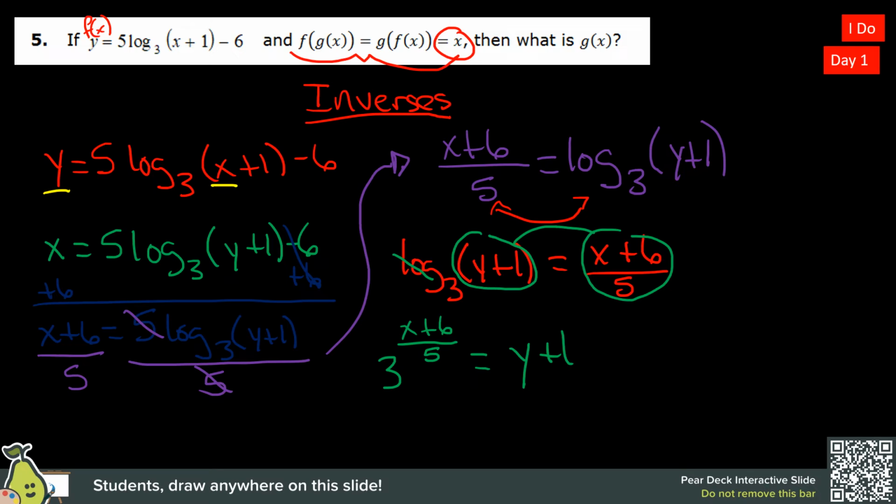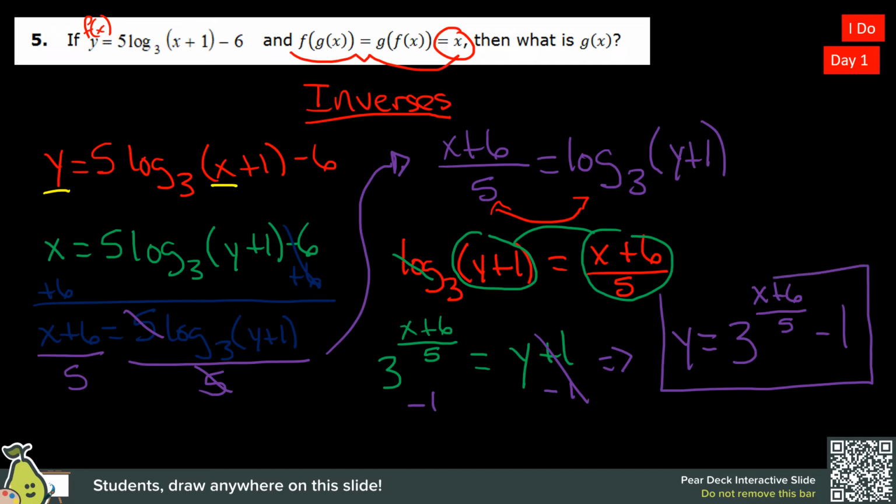So we actually only have one more step to go before we have y isolated. The last thing we need to do is subtract 1 from both sides. And what we'll end up getting, okay, is y equals 3 to the power of x plus 6 over 5, and all of that minus 1. And this is the inverse of our original function.